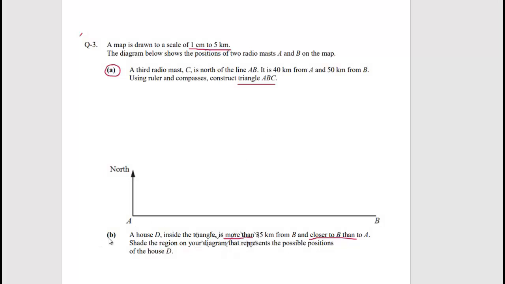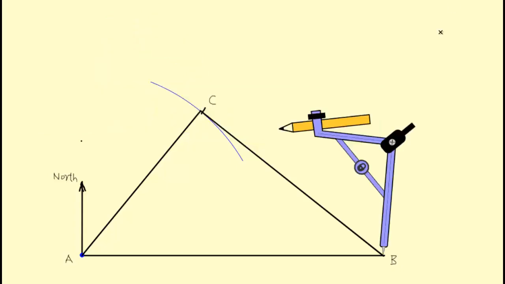In part B, a house D inside the triangle is more than 35 km from B. 35 km from B, B is a point, so 35 km from one point is a circle. 35 km is basically 7 centimeter. So 7 centimeter from B. So we have to draw a circle from B, 7 centimeter radius.